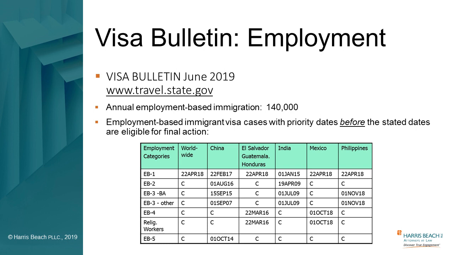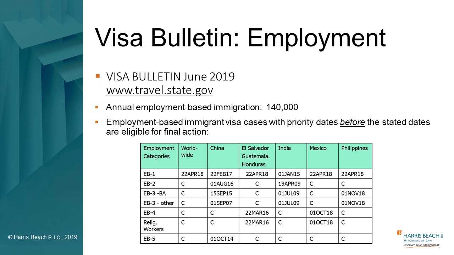So EB2 and EB3 are typically the categories that go through that PERM labor certification, which we'll go through in detail on the next slides. The difference between them is based on the requirements of the position. If an employer sponsors an employee for permanent residency based on a job offer and the position requires a bachelor's degree and 1 year of experience, that's going to be an EB3, third preference category.